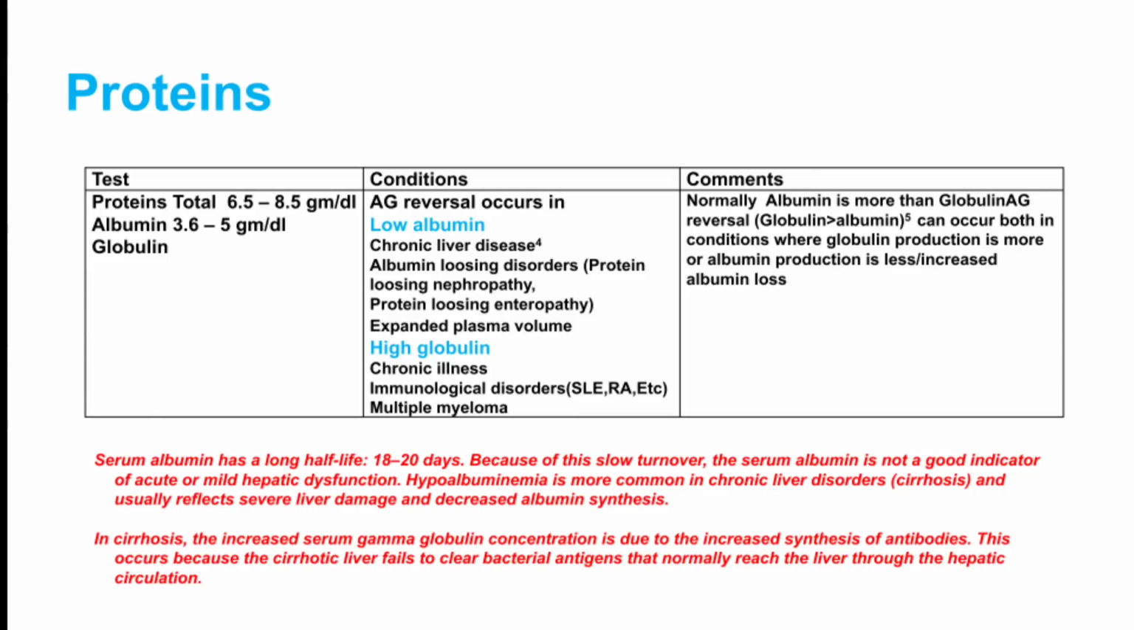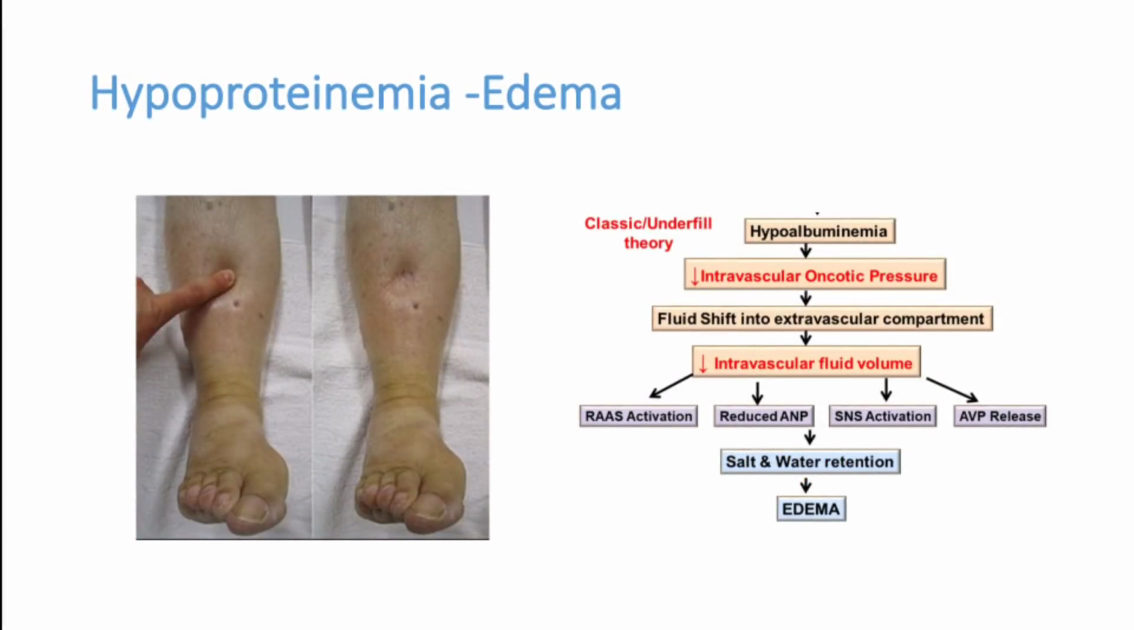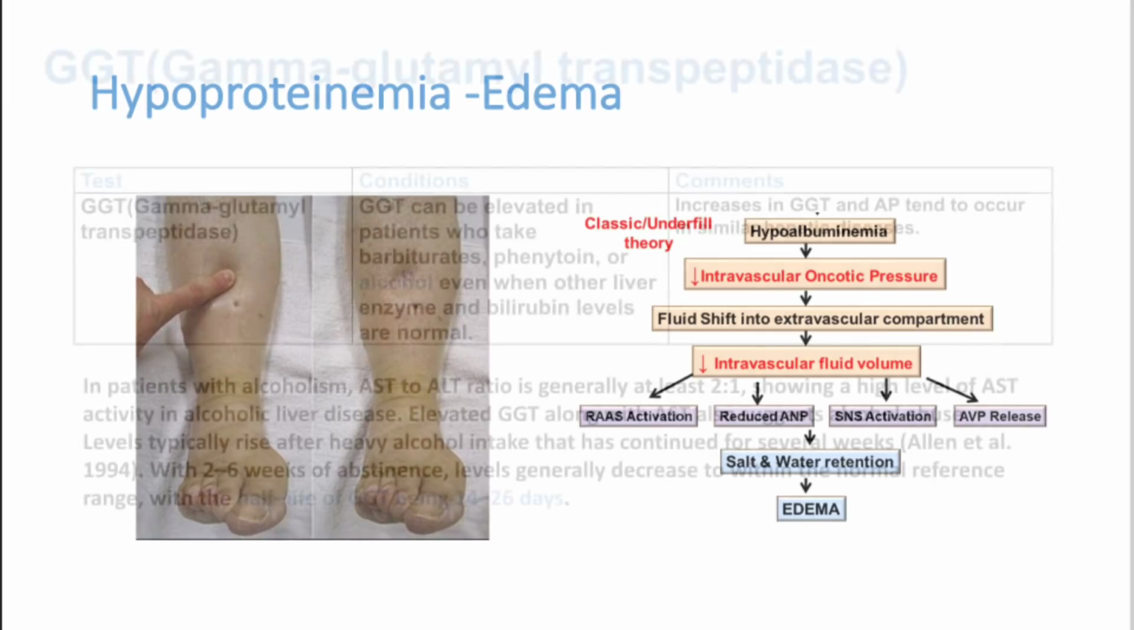Normally, albumin is more than globulin. AG reversal, that is globulin more than albumin, can occur both in conditions where globulin is overproduced or albumin is less in amount. Albumin is reduced. Whenever albumin is low or protein is low, patient can have edema. This is because of the reduction in the oncotic pressure in the intravascular compartment. Patient can have pitting type of pedal edema.